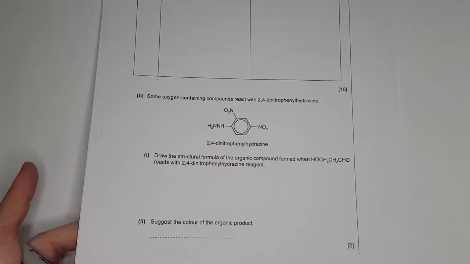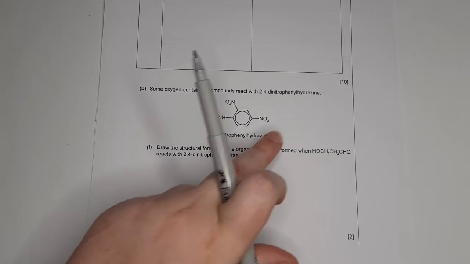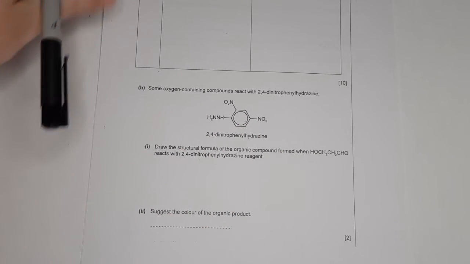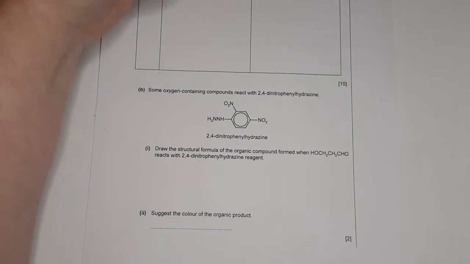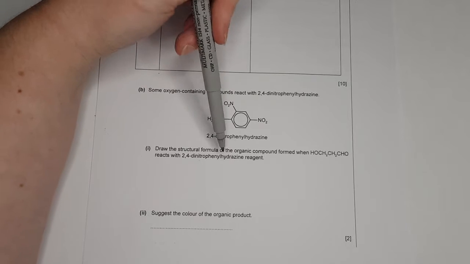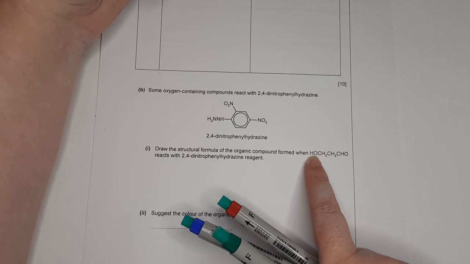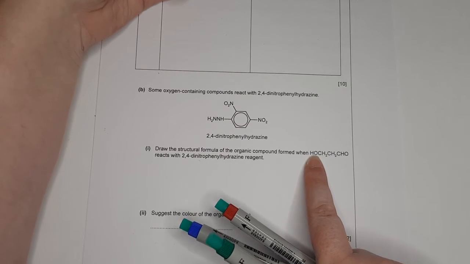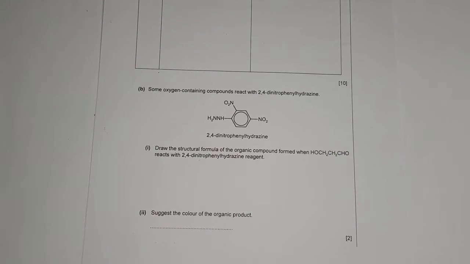So then the next question says, some oxygen-containing compounds react with 2,4-dinitrophenylhydrazine, and they give you what that compound looks like. And it says you need to draw the structural formula of the organic compound formed when this compound reacts with 2,4-dinitrophenylhydrazine. So if we look at this compound, that side, the OH, is an alcohol group, and that side is an aldehyde because it's CHO. So an alcohol doesn't react with 2,4-dinitrophenylhydrazine, but the aldehyde does.